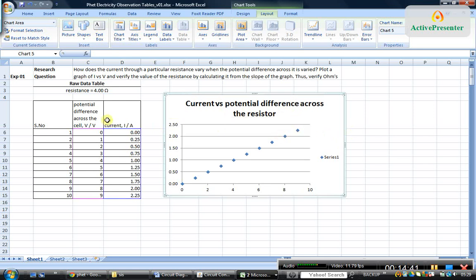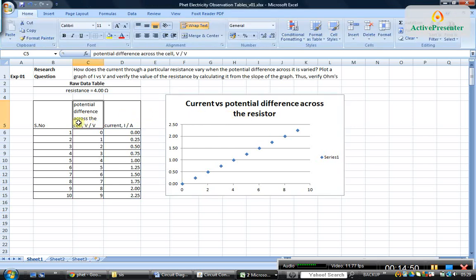So in this particular experiment, my goal is actually to find how the current and potential difference across the resistor vary with each other. Though here I have written potential difference across the cell, it actually means potential difference across the resistor, because in this particular circuit diagram I have only one resistor. So the potential difference across the cell is completely dropped across this single resistor. So it's the same value. Anyway, since my goal is potential difference across the resistor, I will change it to that.